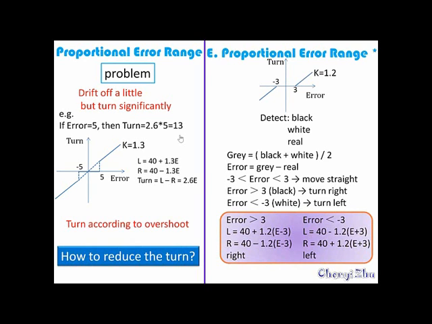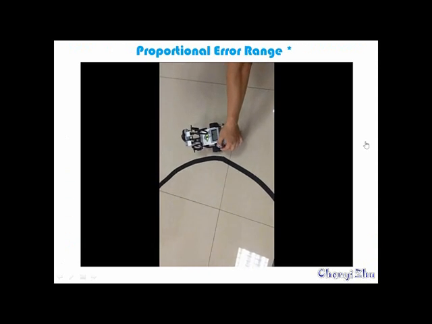Actually, the form is similar, but it has two situations. When the error is more than 3, the motor power is like this, so it will turn right to get back to the line. If the error is less than -3, the motor power is like this one, and it will turn left. For instance, assuming the error is still 5, but this time the robot will have a turn of only 4.8, much smaller, right? So let's see the performance of the robot. Sorry for the direction.